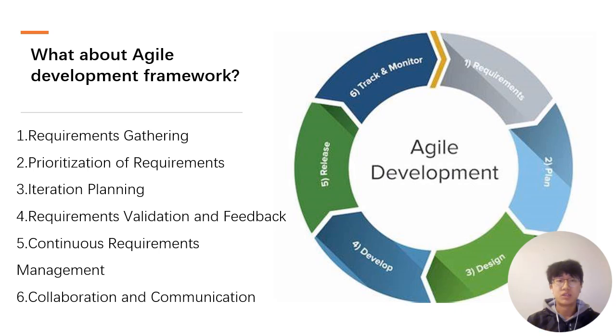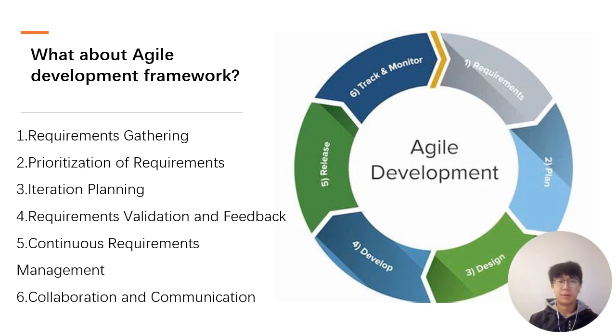The third one is iteration planning. At the beginning of each iteration, which you can also call a sprint, conduct a planning meeting to select high-priority items from the product backlog to work on during that iteration. We need to define clear iteration goals to ensure that the team has a shared understanding of what will be delivered.